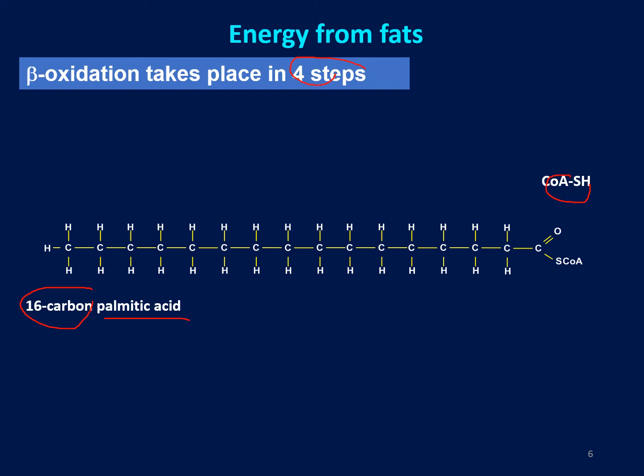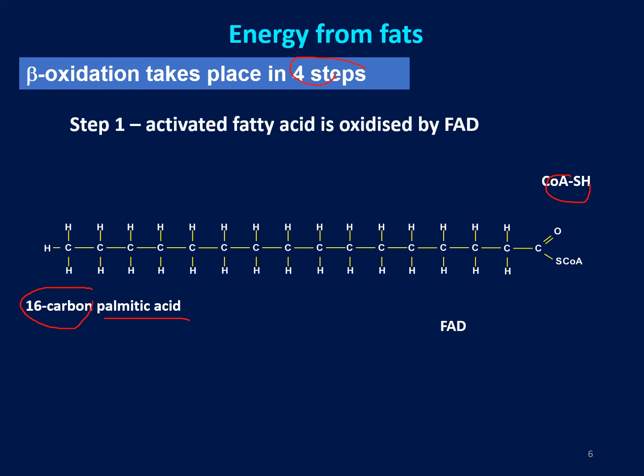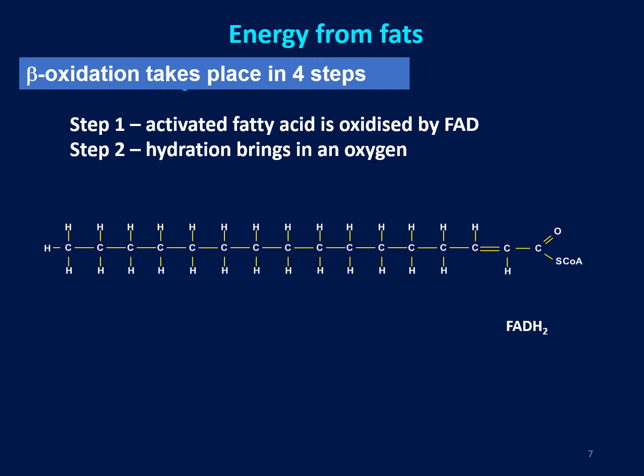Step 1 is an oxidation step, which is performed by FAD. It will take away 2 hydrogen atoms together with the high energy electrons, forming a double bond and one FADH2, which can then be used in the electron transport chain for ATP production. Step 2, you will have the hydration of this double bond by a water molecule. And with that, you have an introduction of a hydrogen atom and an OH group.